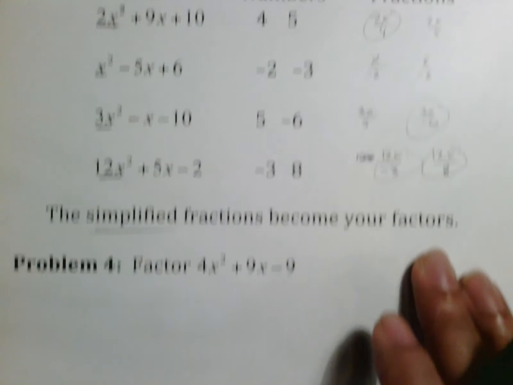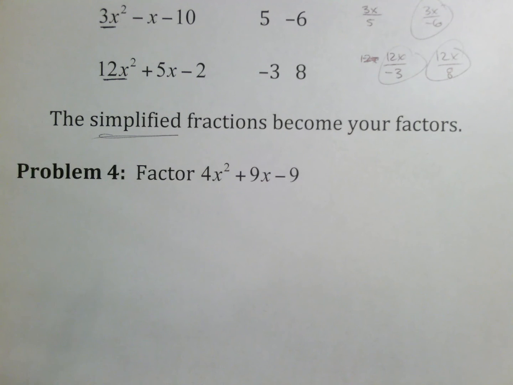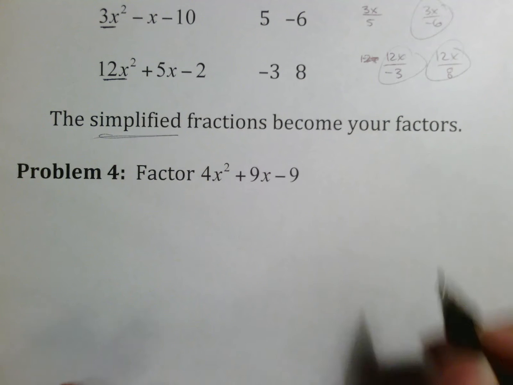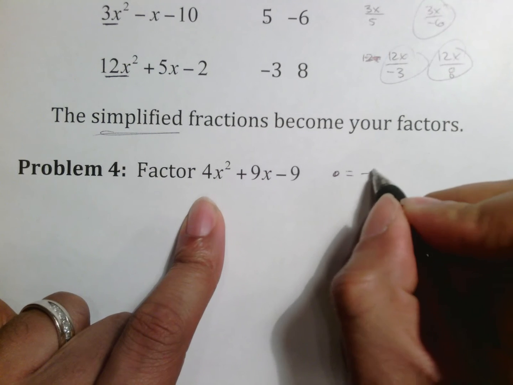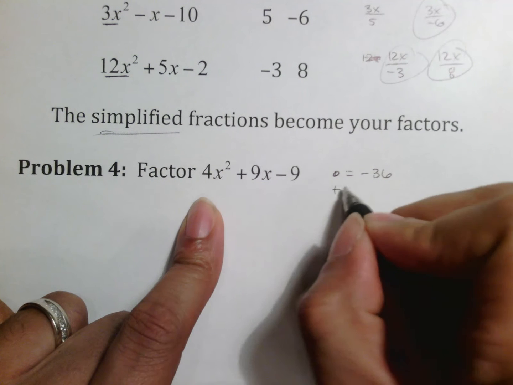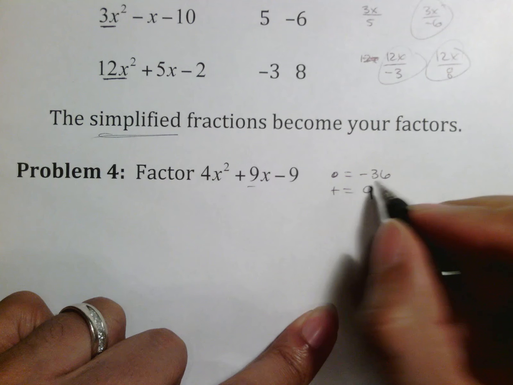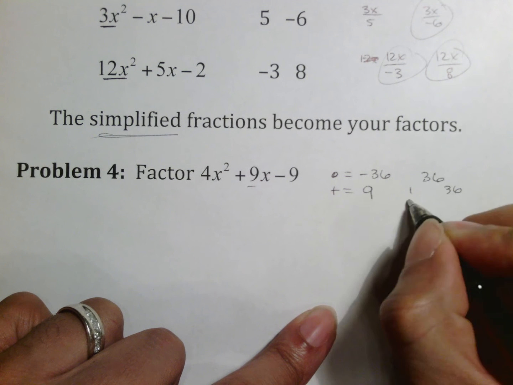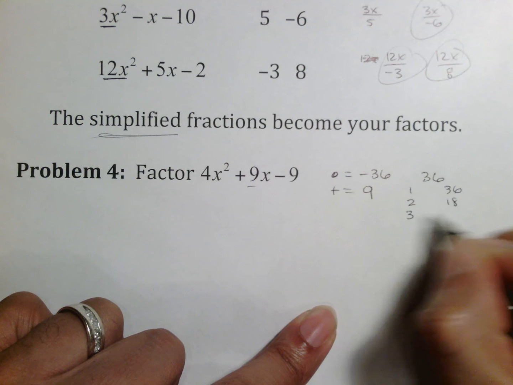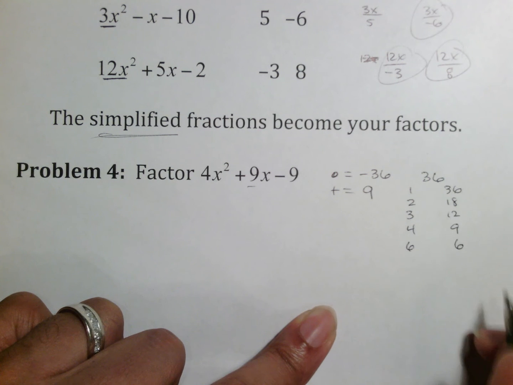So after you get that written down, let's move on to problem 4, where it actually wants us to factor 4x squared plus 9x minus 9. Factor means go through the whole process. The first thing we have to do is identify that it multiplies to equal 4 times negative 9, which is negative 36, and adds to make the middle number, which is 9. You then make a factor tree for the top number. So 36 is 1 times 36, 2 times 18, 3 times 12, 4 times 9, 6 times 6.